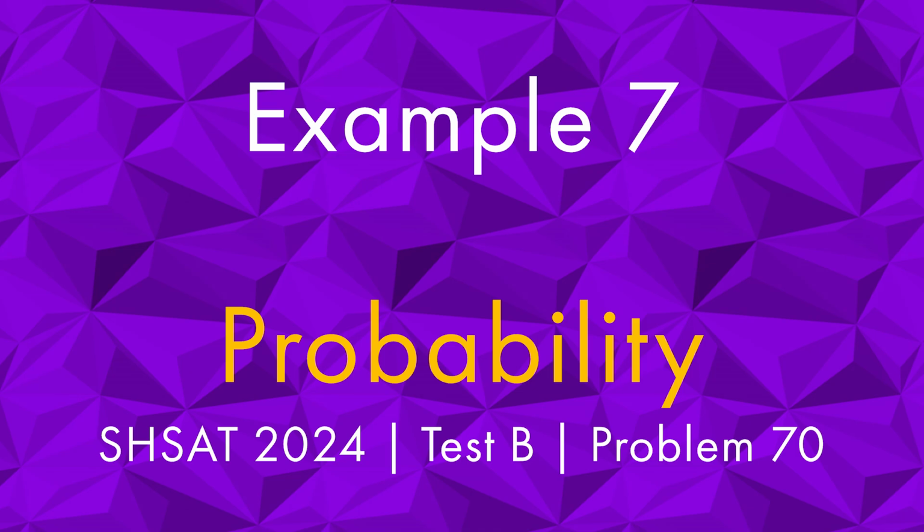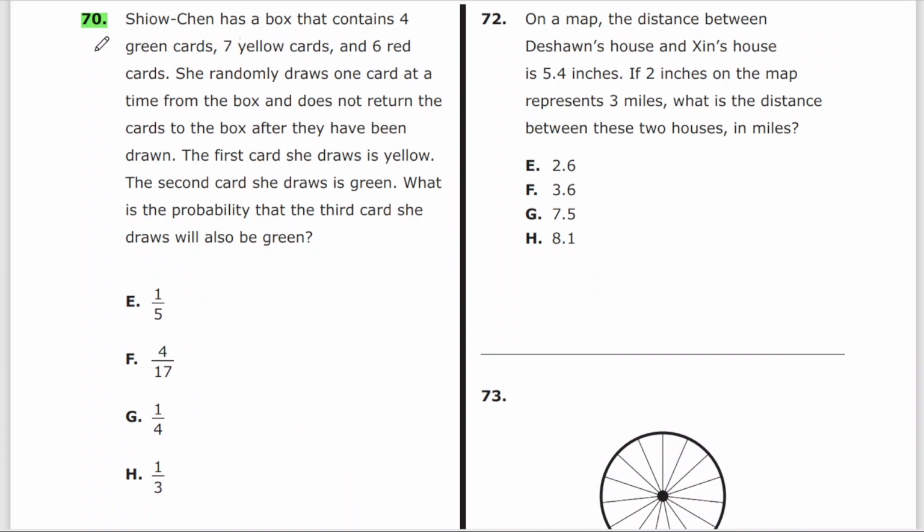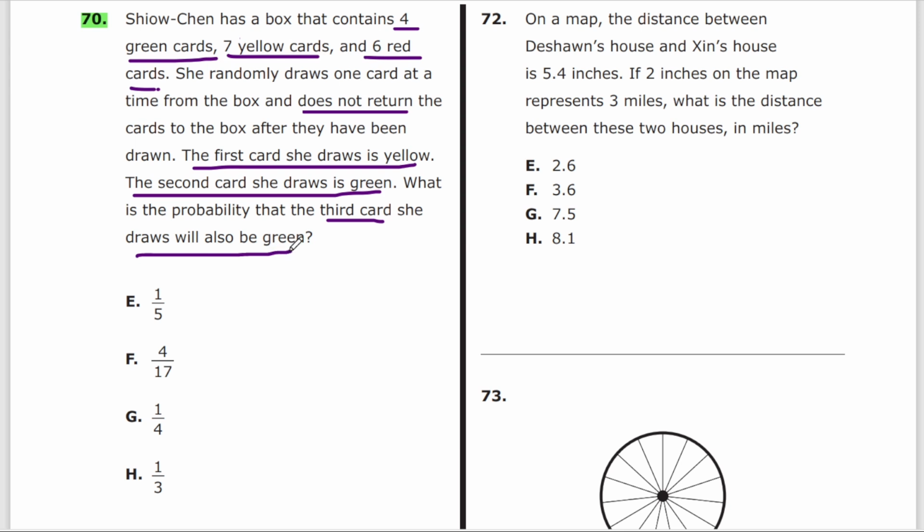So the next problem is problem 70. Now we are on the test B, SHSAT 2024. Xiu Chen has a box that contains 4 green cards, 7 yellow cards, and 6 red cards. She randomly draws 1 card at a time from the box and does not return the cards to the box. That's important. The first card she draws is yellow. The second card she draws is green. What is the probability that the third card she draws will also be green?